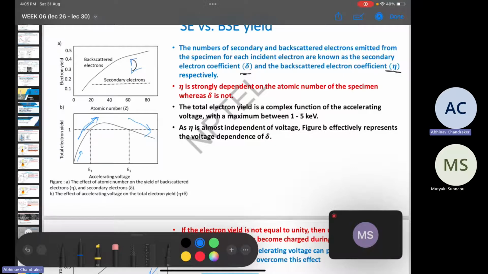Additionally, BSE yield is less dependent on the voltage. The deviation due to voltage is lower, while the SE yield is more strongly dependent on the voltage.